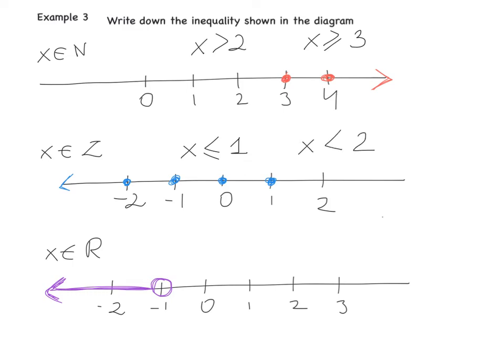And the last one, x is a real number, and as you can see, I've marked all the numbers less than minus 1. And I've used empty circle. That means we cannot use equal sign at all. So x is less than minus 1. All the numbers less than minus 1. So make sure you have all these questions in your copies.